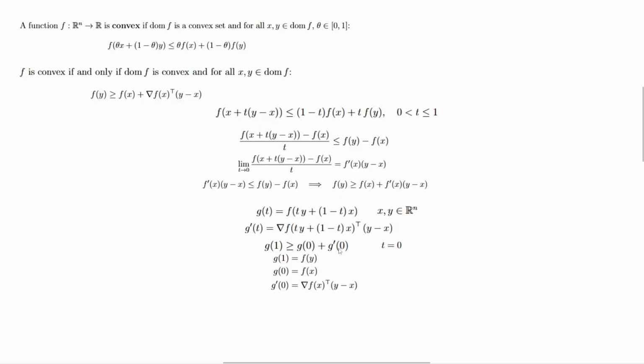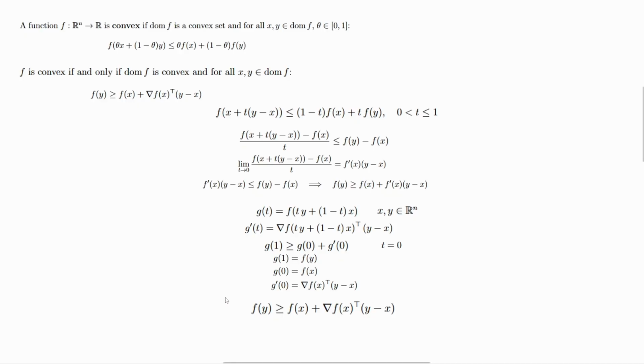So what does each term mean? Well, for g of 1, you just take t equals 1, and when t equals 1, this expression goes to 0 and you're just left with f of y. Likewise for g of 0 and g prime of 0. And so you plug all this in and you get the first order condition, exactly what we want. And we're finished with the argument.